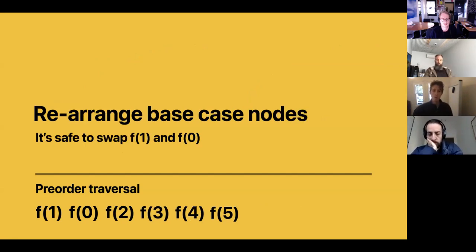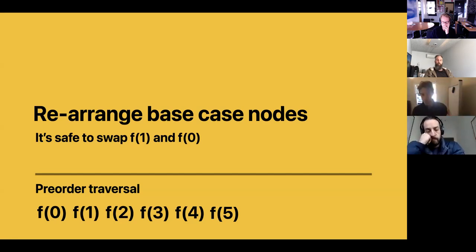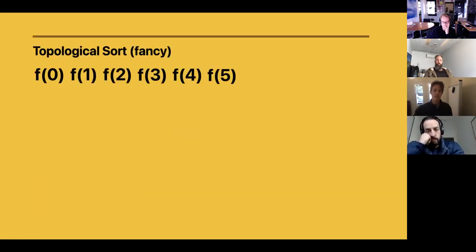Now we're safe to rearrange the base case nodes, right? F of 1, F of 0, right? Then there's no dependencies on those, so it doesn't matter if you go F of 1 first, F of 0. That's not true for F of 5, because F of 5 needs F of 3 and F of 4 before it can return its result. So let's swap them. And then we get, oh, look at this. To compute F of 5, you've got to compute F of 0, then F of 1, then F of 2, up to 5. And that's really the key here, right?